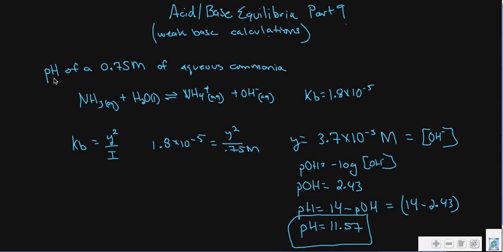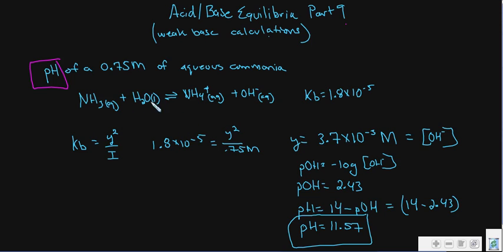So here's the idea. What is the pH of a 0.75 initial concentration of aqueous ammonia going to be? When I write out the equation, here's my ammonia. It combines with water, picks up one of the hydrogens, makes the ammonium ion, and creates hydroxide ions. If I look up the Kb in the table in the back of my book, I'm going to find it's 1.8 times 10 to the negative fifth. That's something you can usually look up in the back of your book, or it'll be given.